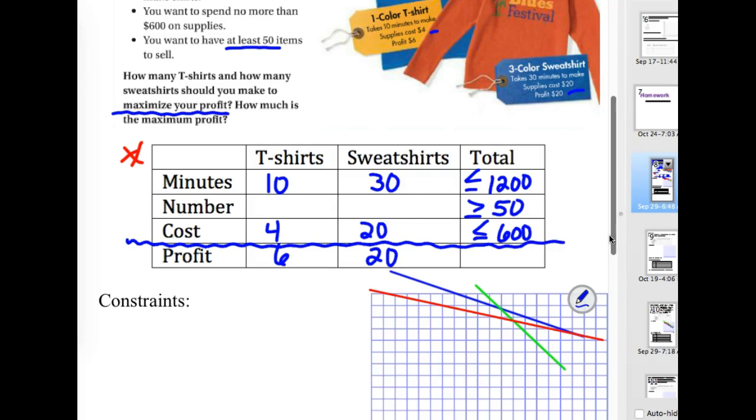Because everything above that line pertains to my constraints. They're limitations that I have. I don't have a limitation on profit, right? I'm trying to go forever on profit. So I'm going to use a P here for my profit. But I want to be very clear. These are your constraints. Okay? This bottom one is your objective function. Okay? We do not graph the objective function.